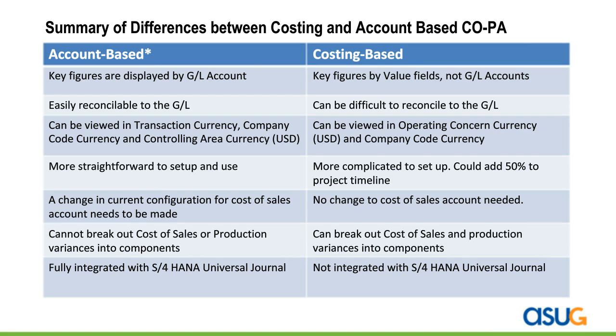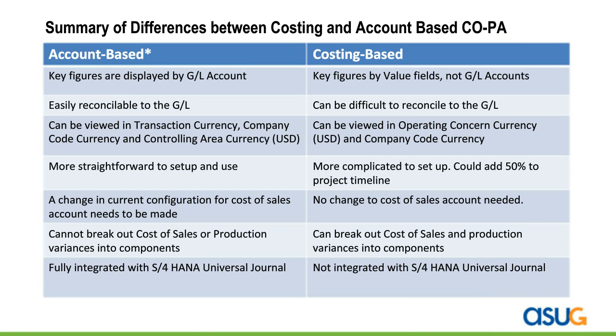A summary of differences, and I've already mentioned this is just a summary. The key figures in account-based are by GL account or cost elements. Costing-based, they are by value fields. Account-based is easily reconcilable. Costing-based is not as easy. Account-based can be viewed by three currencies: transaction currency, company code currency, and controlling area currency. Costing-based is basically operating concern and company code.